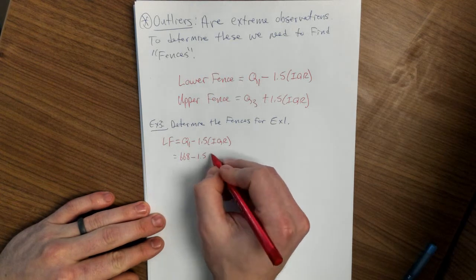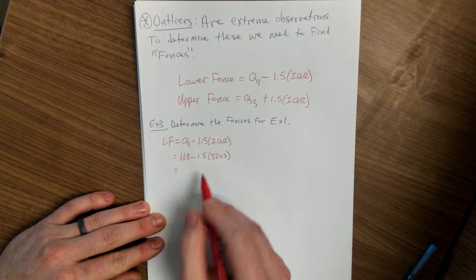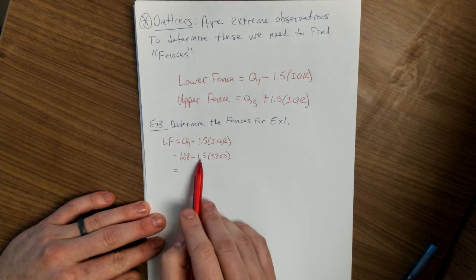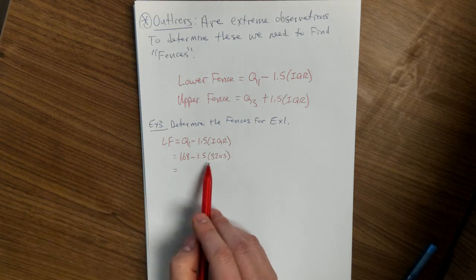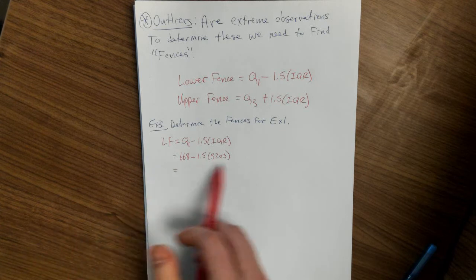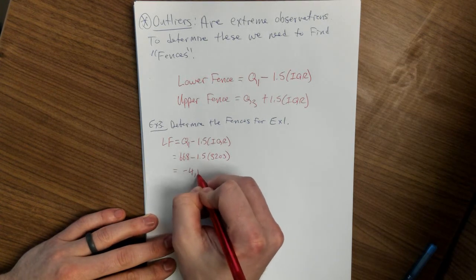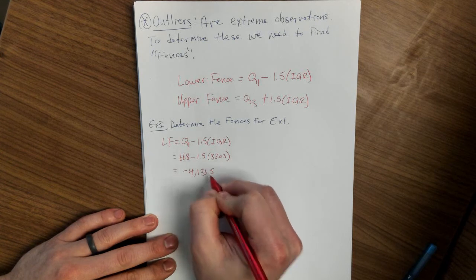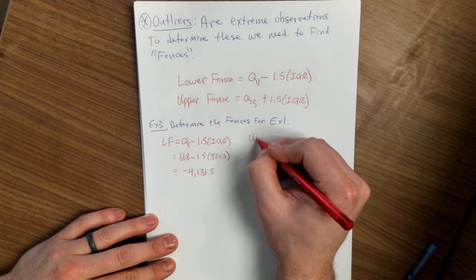668 minus 1.5 times 3203. So first thing you would do is you want to multiply 1.5 times 3203 and do 668 minus that number. Some of you can plug it in a calculator just straight like that and be just fine. So you would get negative 4136.5, and it's okay that it's negative. We'll get to how we use that in a minute.